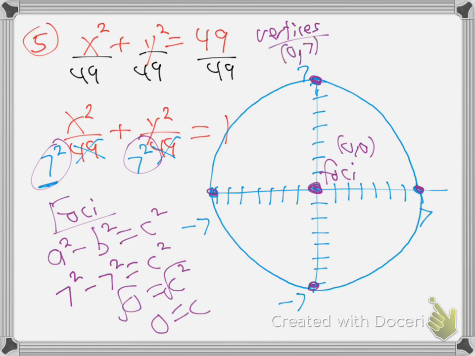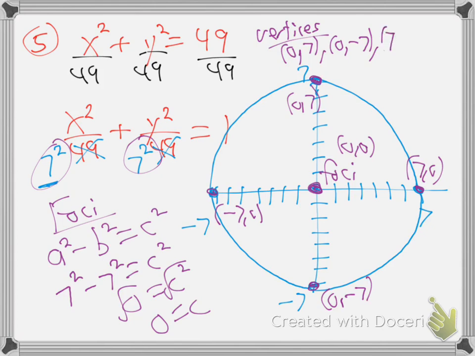So 0, 7, this one, 0, minus 7, so this one down here, and this one over here, which is 7, 0, and minus 7, 0. Yeah, all four are vertices, which is weird. Normally we only list two vertices, because it's either wider than it is tall, and the two furthest are wide, or it's taller, and the two furthest are top and bottom. This is a weird one, because it's really a circle.